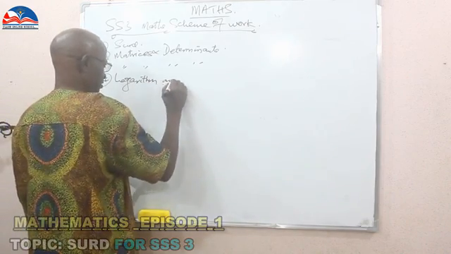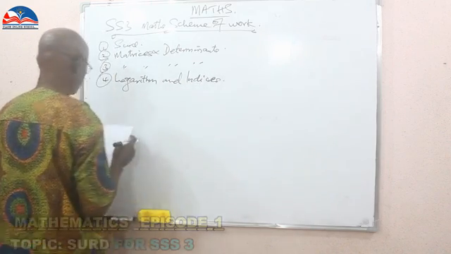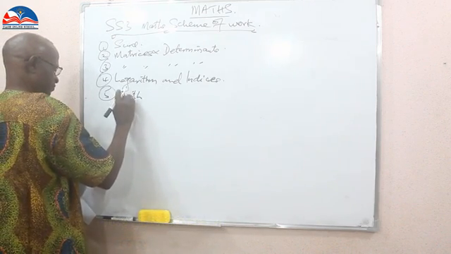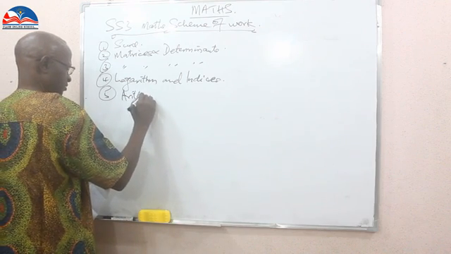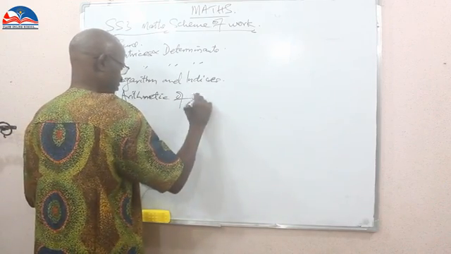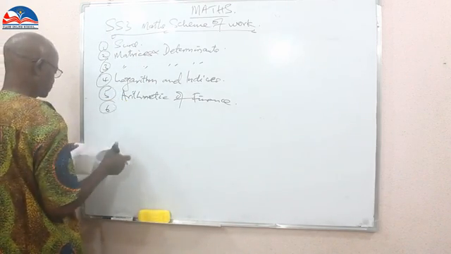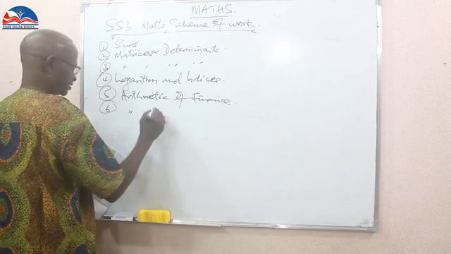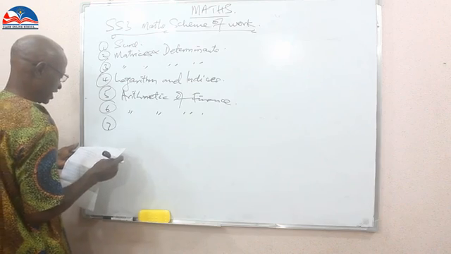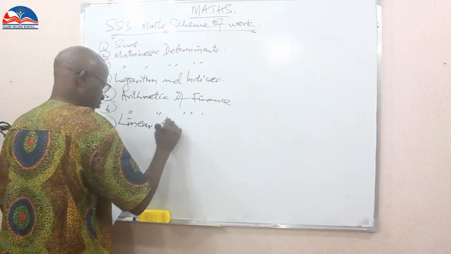And indices. Number 5, arithmetic of finance. Number 6 is the same, the same arithmetic of finance. The 7th week of the first term, linear and quadratic equations.